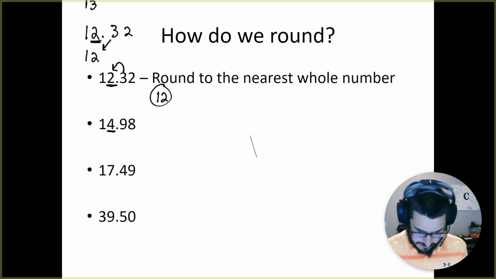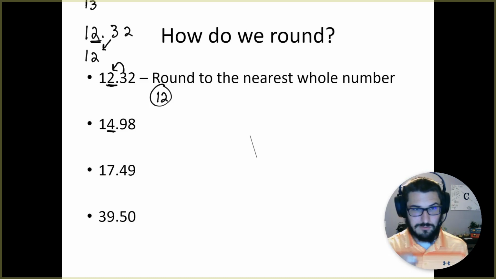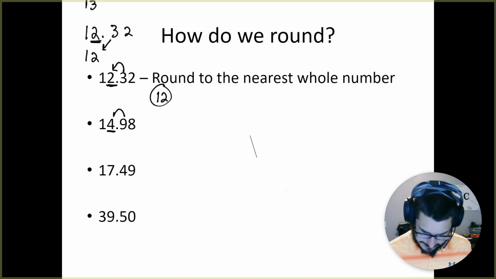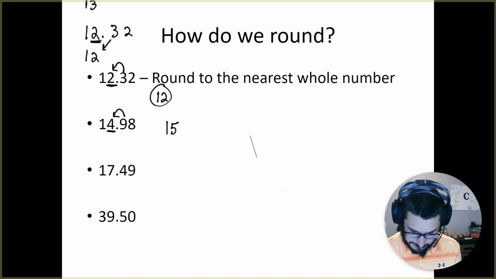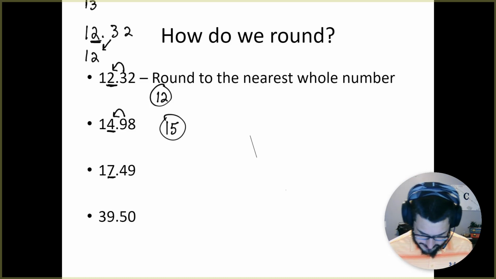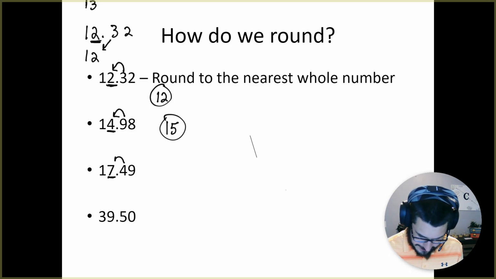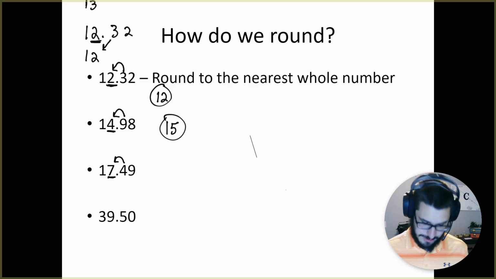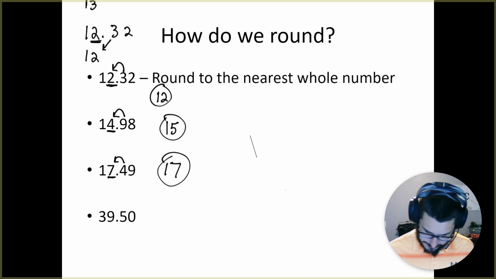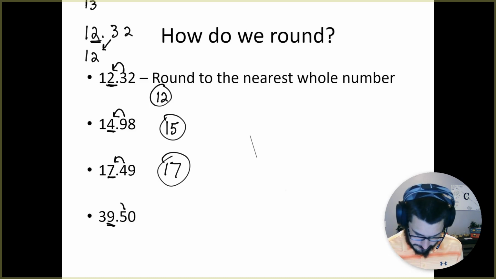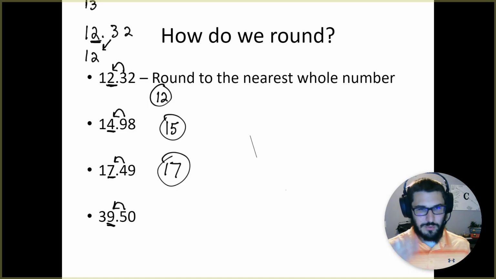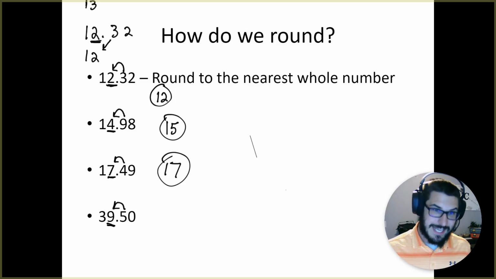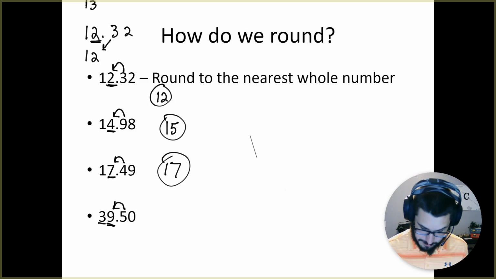Next, a whole number would mean that we're rounding to that ones place. That 9 is going to make that a 15 because it's closer to 15 than it is to 14. Then 17.49, that's going to round down to 17. And 39.50, the 5 is going to round that 9 up. And the way that I think about that is it rounds it up to 10. Since there's something already in that tens place, that number goes up. So that'll end up being 40.